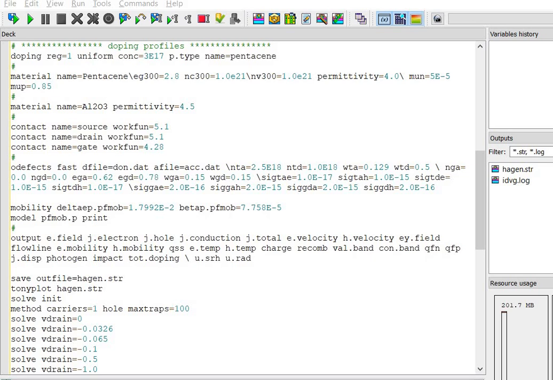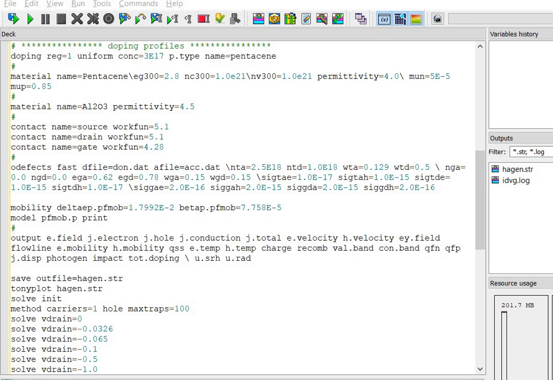Next is the material name Al2O3 with their permittivity 4.5. Next, I have defined the contact name, source, gate, and drain with different work function. At the source and the drain end, we are using the gold metal, and at the gate, we are using the aluminum metal. Next, I have defined the organic defects with their different parameters.